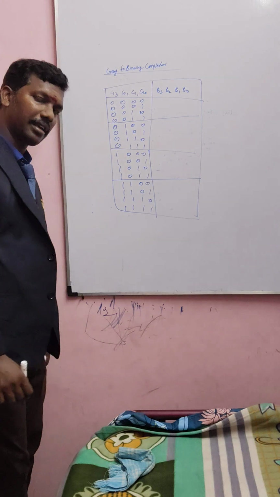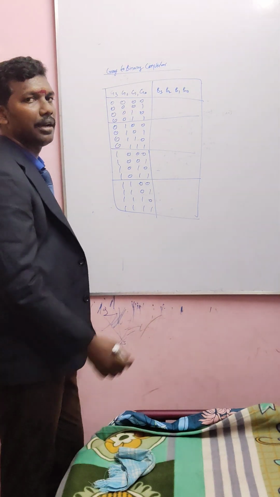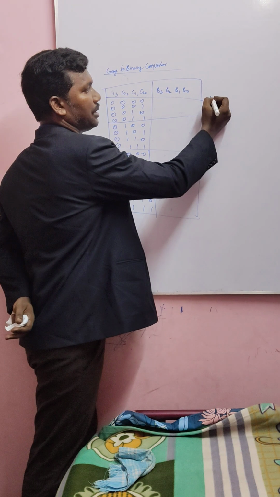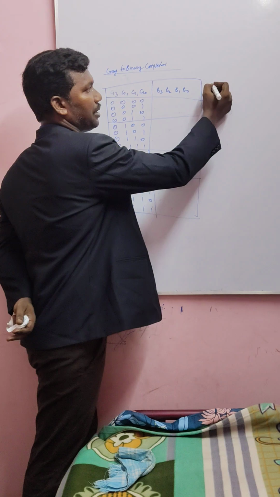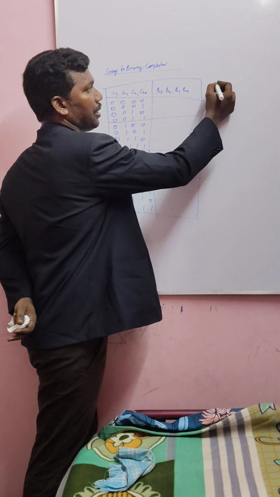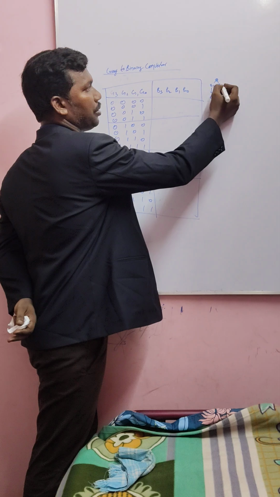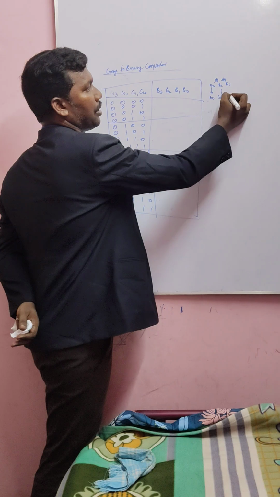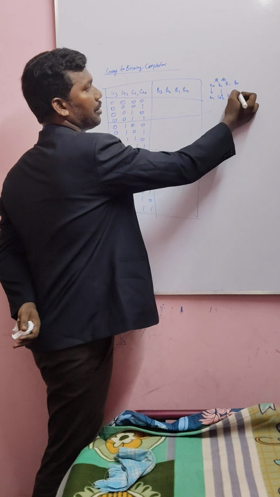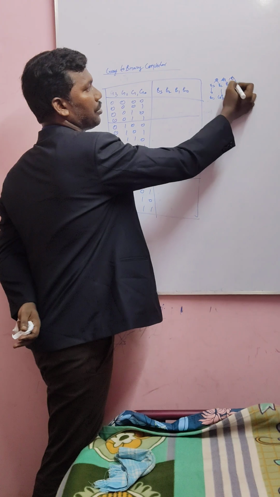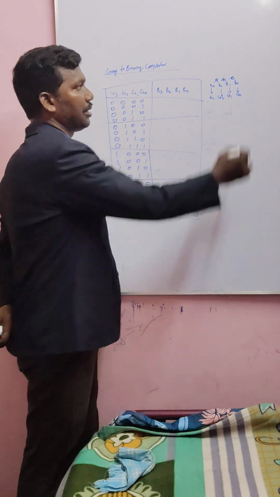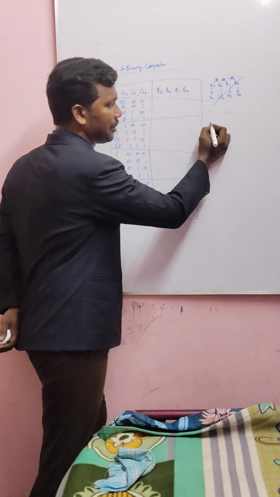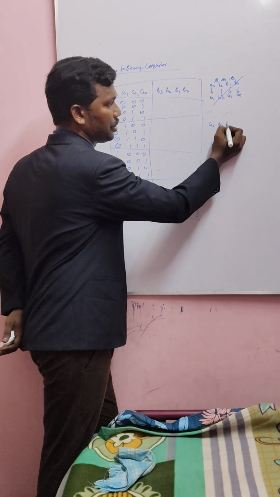Okay, how are we going to convert? The same XOR gate will be used, but the difference is this. In previous cases, for the first bit, G3 is B3, and G2 is the XOR of B3 and B2, and G1 is the XOR of B2 and B1, and G0 is the XOR of B1 and B0. But here the process will be completely different.